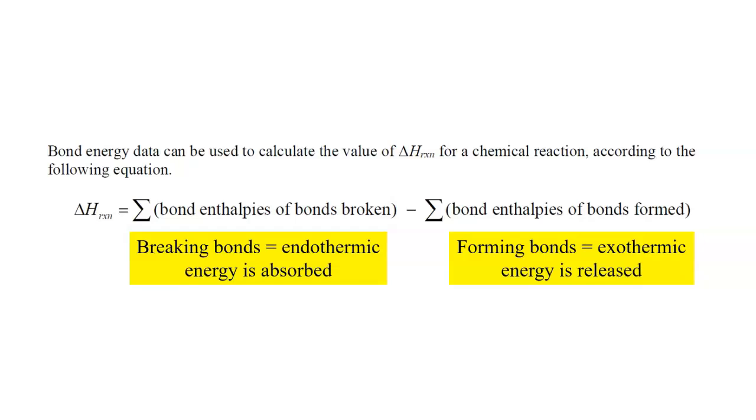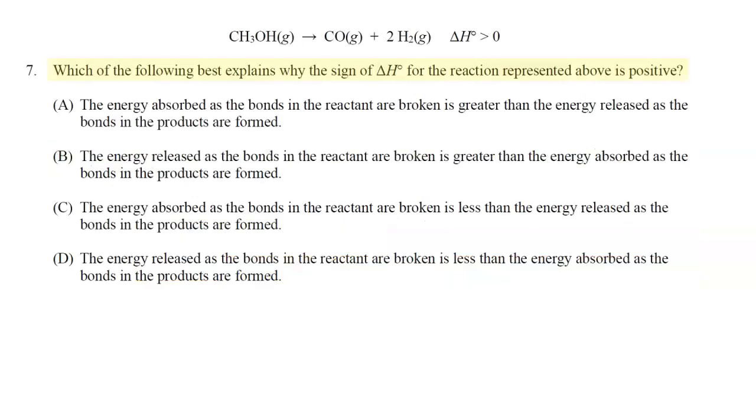So breaking bonds is an endothermic process in which energy is absorbed. Forming bonds is an exothermic process in which energy is released. Let's read the 4 choices in question 7 carefully and see if we can find an incorrect statement that will allow us to narrow down the choices. So I'll start with the first few words in choice A. In choice A, it says the energy absorbed as the bonds in the reactant are broken.